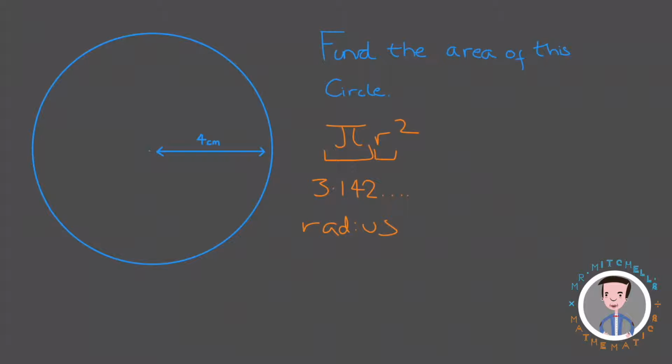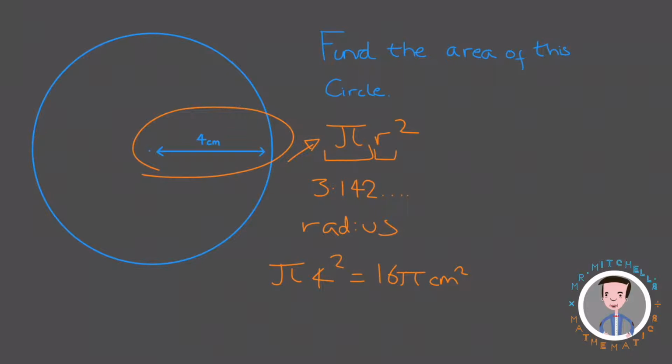So, in our example, the radius is 4 centimeters. So we use the formula to do pi times 4 squared, because it's pi r squared, which would leave us with 16 pi. Now, in this case, we can't forget the units, and as it's an area, it is centimeters squared.